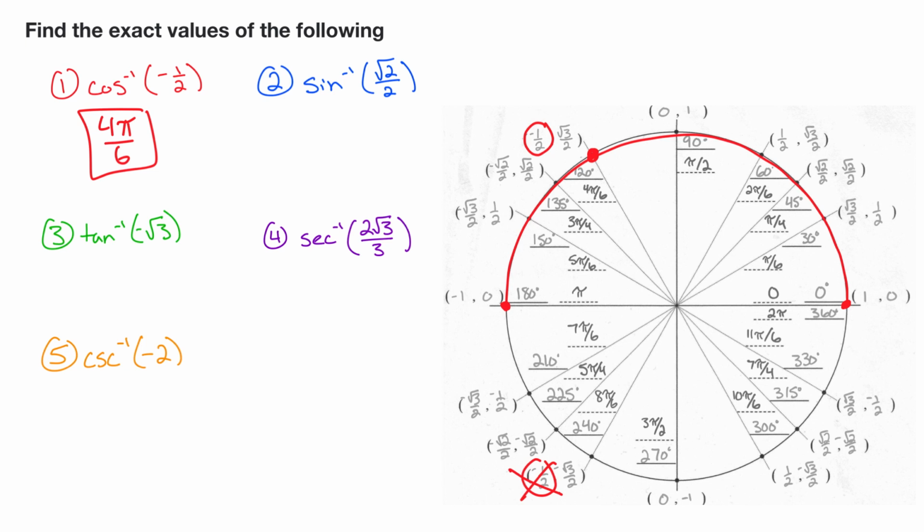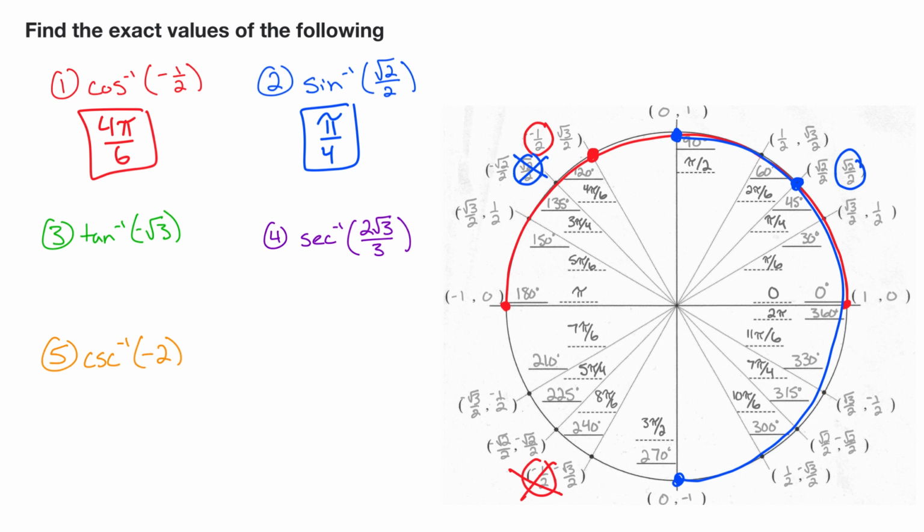Problem number 2 says sine inverse of root 2 over 2. That is asking, when will the y value, the sine value, be root 2 over 2? Again, there are two locations. It'll be root 2 over 2 here, but also here. However, sine inverse is only defined from negative pi over 2 all the way to positive pi over 2, or negative 90 to positive 90 degrees. Therefore, I'm ignoring all answers outside of that region. There should only ever be one answer. So the sine inverse of root 2 over 2 is going to occur at that coordinate, which is pi over 4 radians.